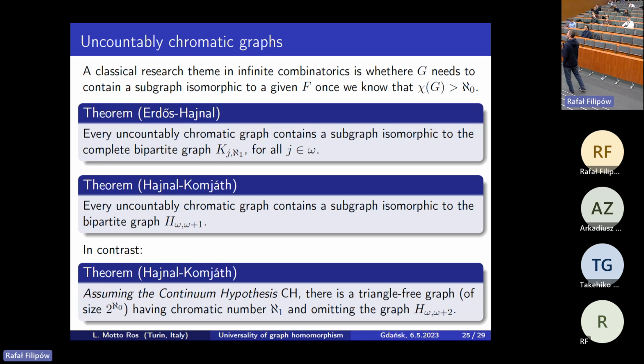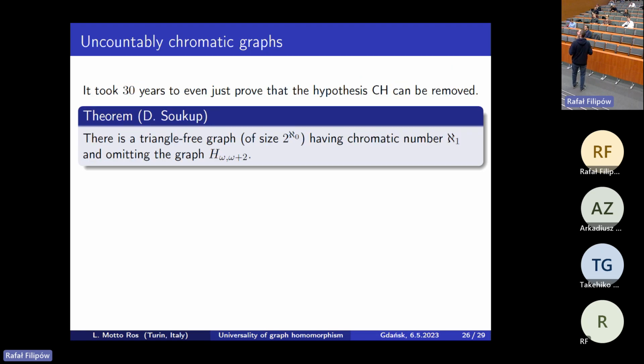So these are in contrast. This one must appear. The plus 2, which as you can guess is a minor variation of this where you add one vertex, can instead be avoided. So it's there on the border. But it's under CH. And this is quite old. All the results I'm mentioning by Erdős are of course very old.